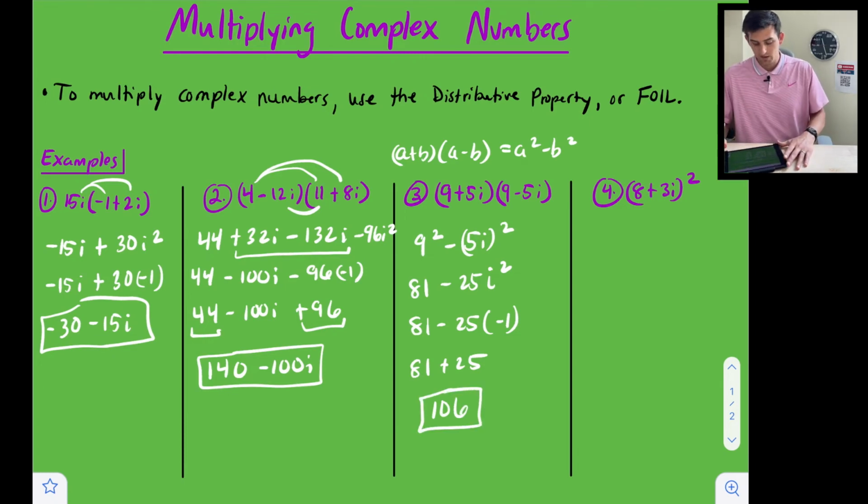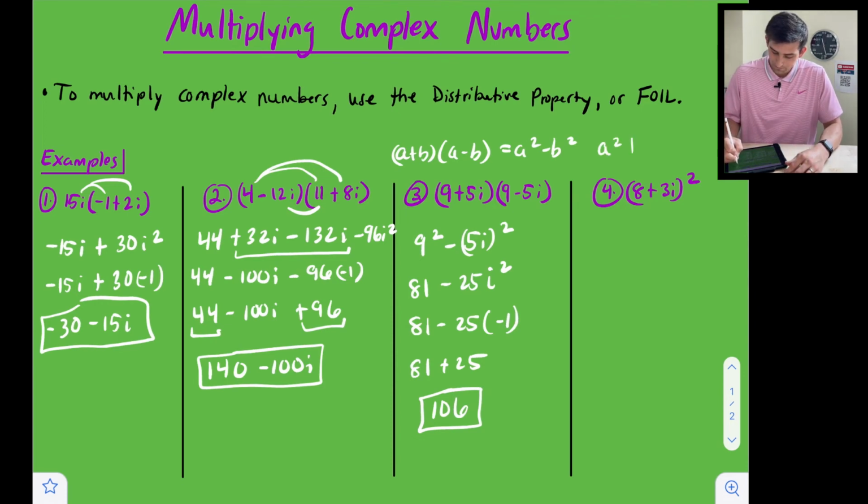All right, in our last example, number 4, we have the square of a binomial. So once again, this was a pattern. Hopefully you remember this from Algebra 1. If not, you can always just write this as 8 plus 3i times 8 plus 3i and FOIL that out. But remember, the pattern would be a squared plus 2ab plus b squared. Okay, so in this case, a would be 8. So we have 8 squared plus 2 times 8, and b would be 3i. And that's how we could write that out.